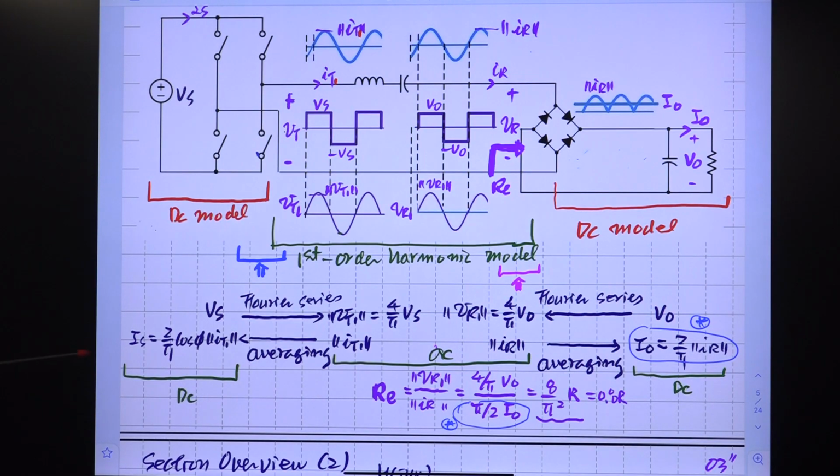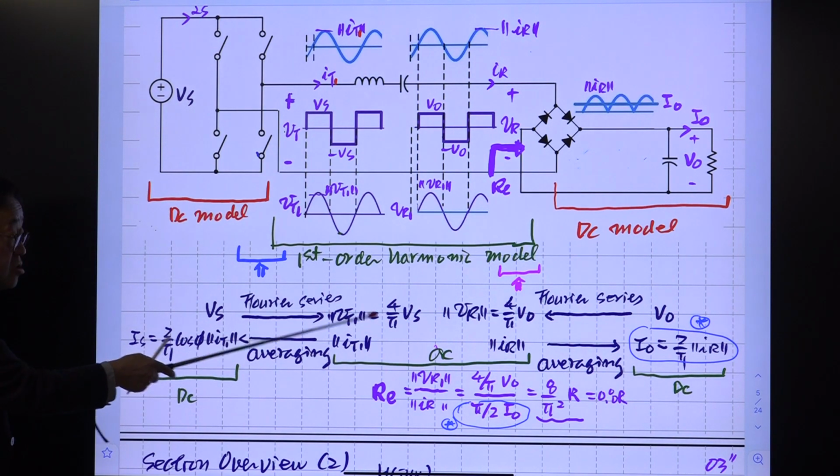This is the DC quantities. Vs is DC, and we are interested in the magnitude of the first fundamental component of this tank voltage. Then we went through this: this is the Fourier series of this pulse waveform, and this is the magnitude of the fundamental component. We have a relationship. So Vs DC is converted to Vt1 of this amount as the AC waveform.